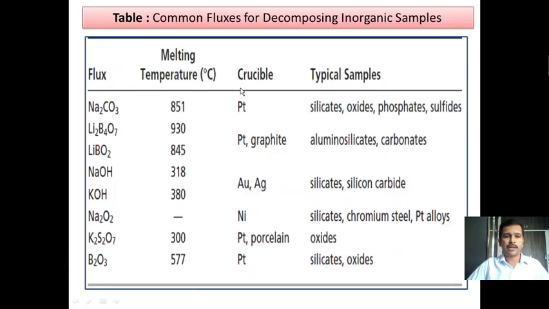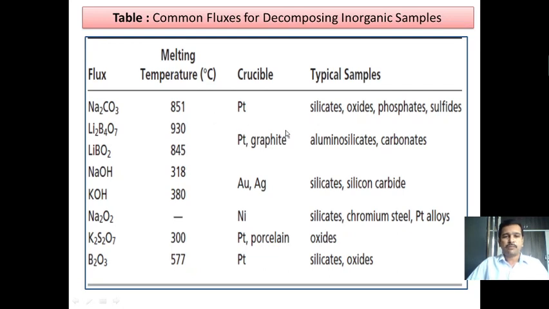Here is a table which is displaying the fluxes. I told you about the flux, and this flux will be treated with the sample in order to obtain a fused state of the sample, which will be easily soluble in water or in dilute acid when it is heated in a crucible to these particular temperatures. Say, for example, we intend to convert silicates, oxides, phosphates, and sulfides of any metals, or any samples containing these groups of compounds. You can treat them with sodium carbonate as a flux, and you can ignite, heat to a temperature around 851 degrees Celsius using a platinum crucible.